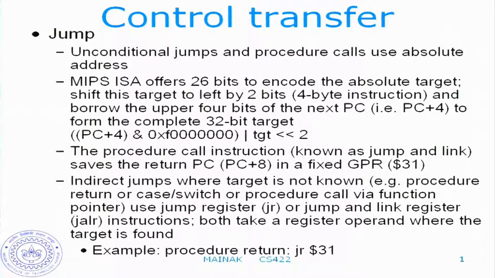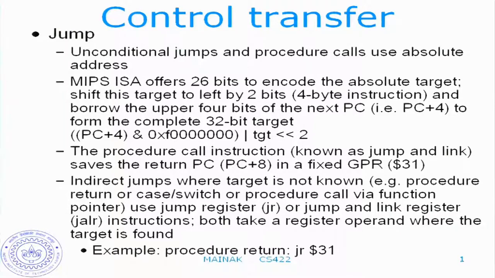Okay. Control transfer. So there are jump instructions. These are essentially unconditional jumps and procedure calls. They use the absolute address because the compiler knows the address where you're going. By procedure call, I mean direct procedure calls, not indirect calls. The MIPS ISA offers 26 bits to encode the absolute target. So shift this target to the left by 2 bits because your instructions are 4 byte instructions. Any legitimate PC will have the last 2 bits 0.